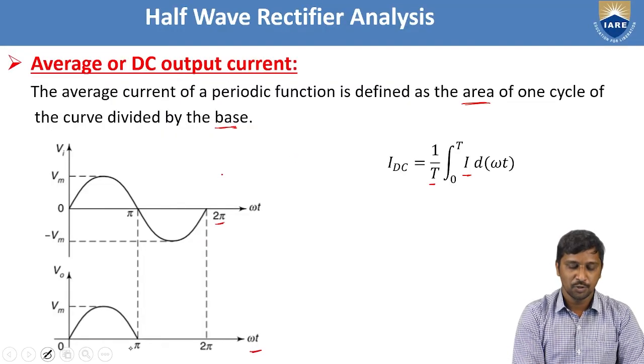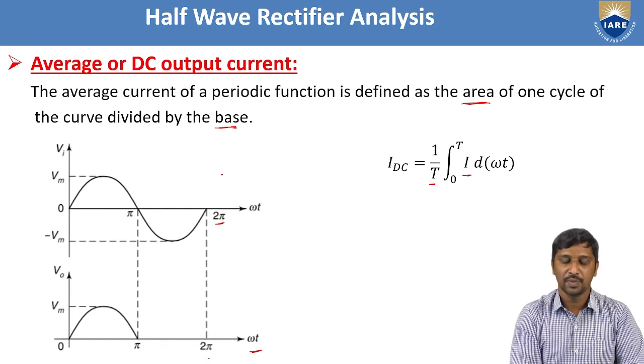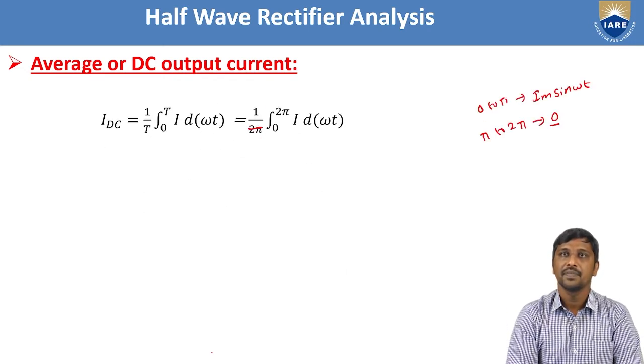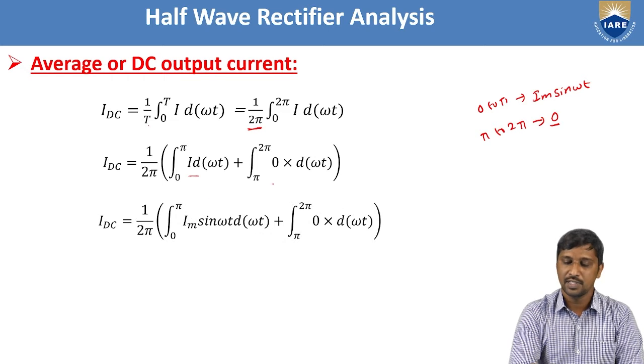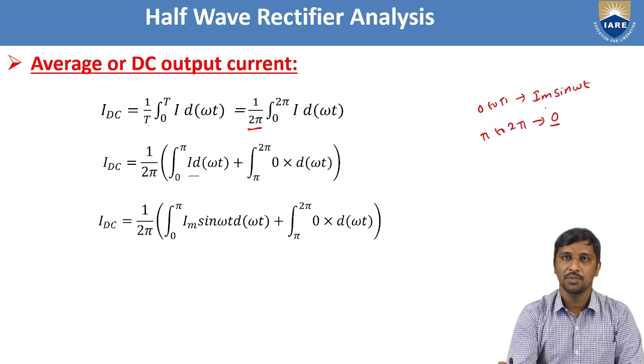So, here we are on the 0 to pi and again pi to 2 pi response. Here I represented the two cycles, 0 to pi as well as pi to 2 pi. But from pi to 2 pi, the current is 0, so that is the reason for 0 into d omega t. Here I am going to substitute what is I. We observe this I is equal to Im sin omega t.